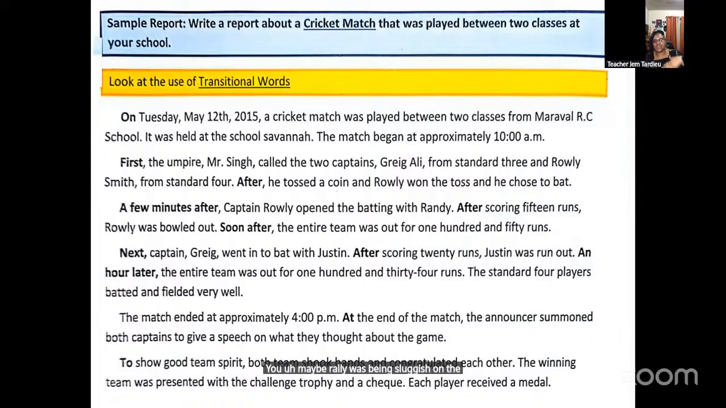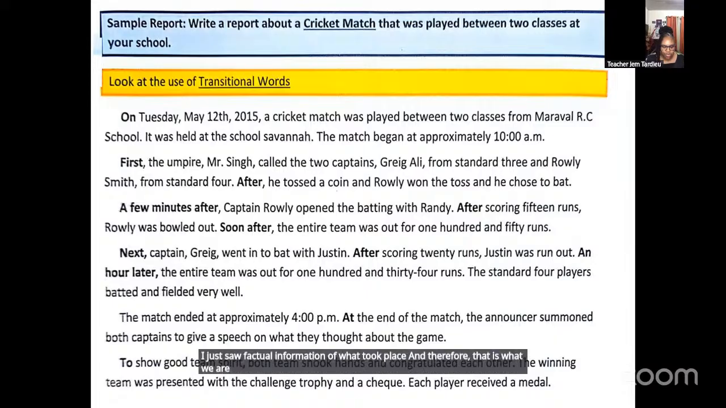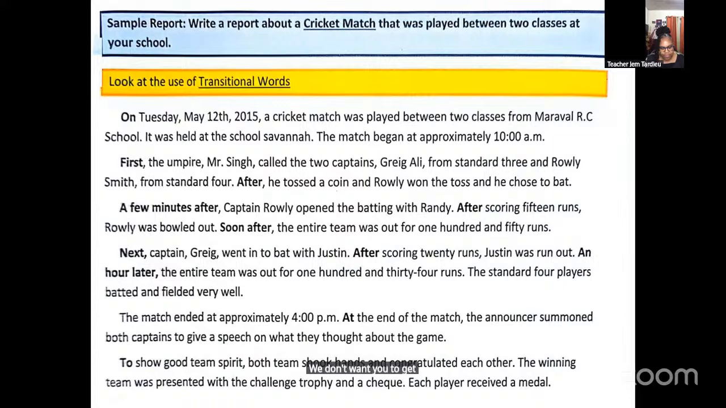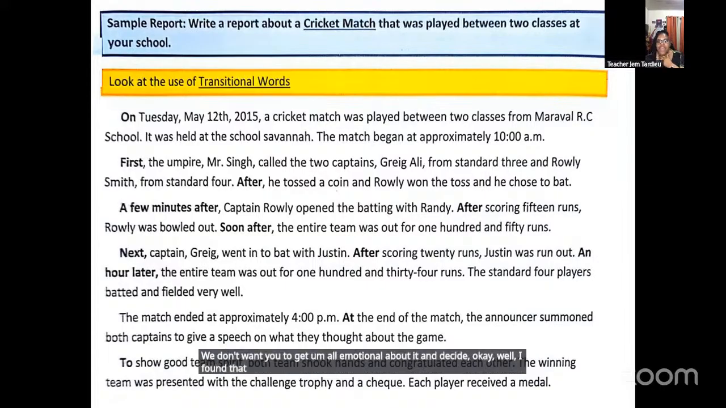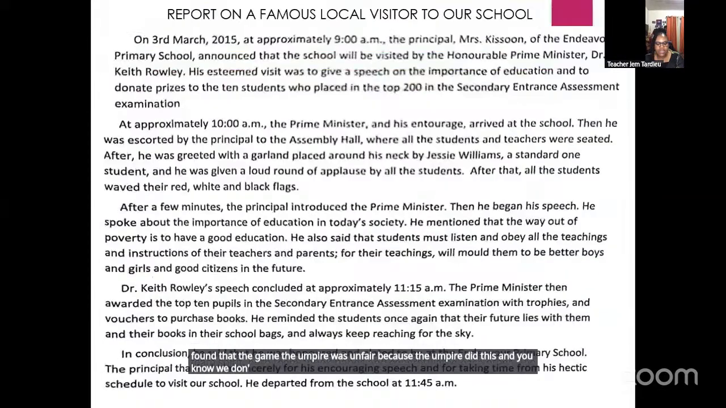I didn't see anything like that. I just saw factual information of what took place. And therefore, that is what we are looking for when we are talking about writing a report. We don't want you to get all emotional about it and decide, okay, well, I found that the umpire was unfair because the umpire did this. We don't want to get emotional about it, but we want to stick to the facts.